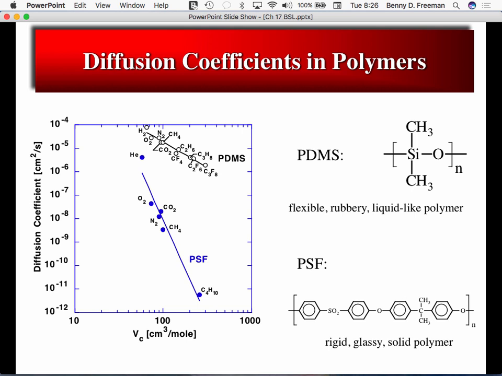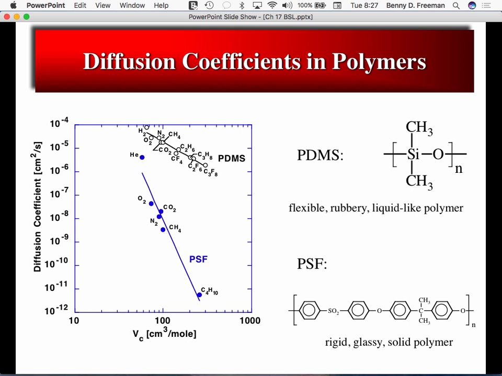One is polysulfone, which is used in air separation. It's a hard, rigid thermoplastic, with very low levels of mobility. Diffusion coefficients as you go from helium up to butane change by about 8 orders of magnitude or so, with the larger molecules going much more slowly than small molecules.